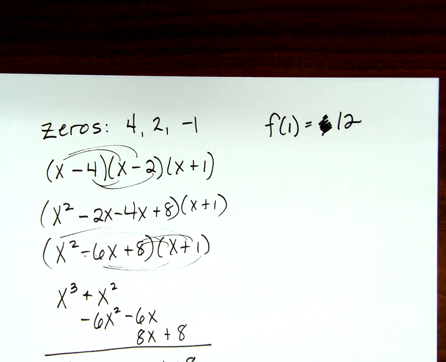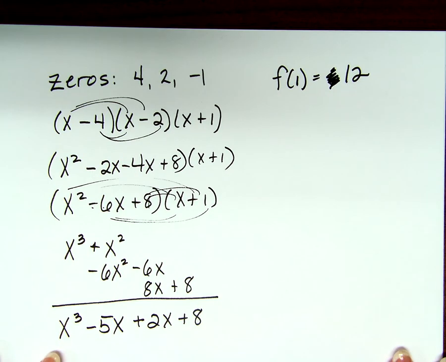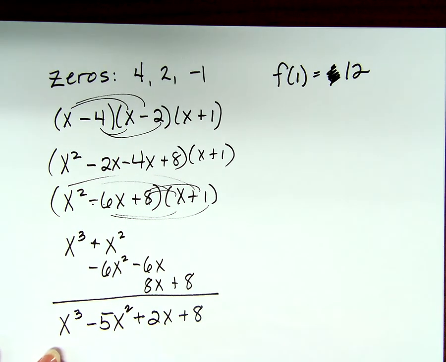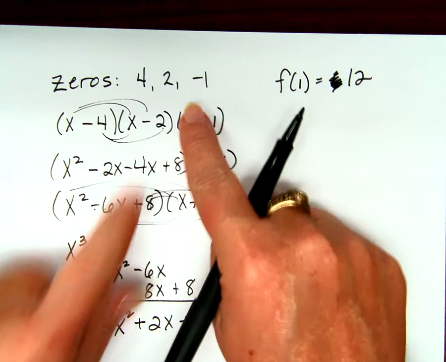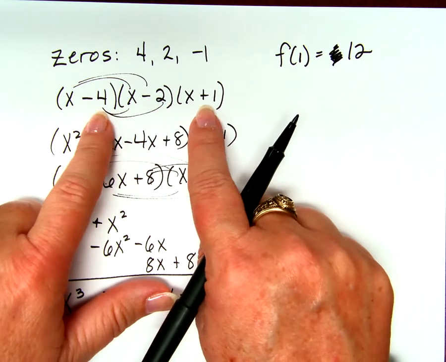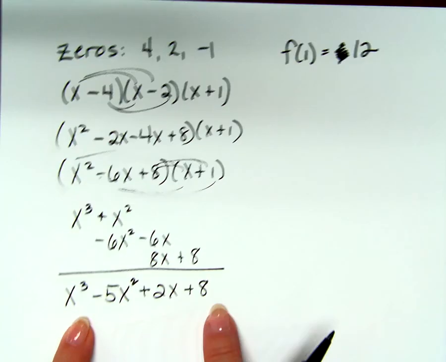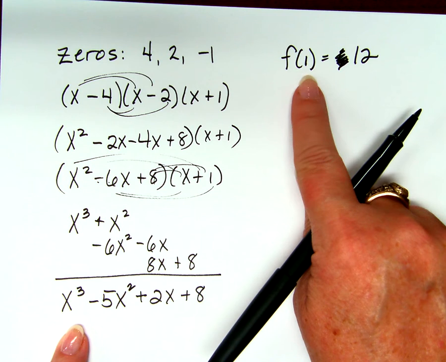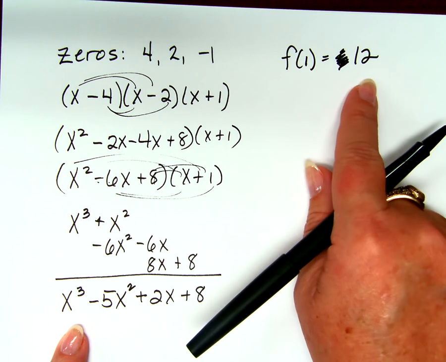12. Sorry. Thank you. So if I give you the zeros, and we figure out the factors and multiply them all out and get this equation, how can I know for sure if I have the right equation? Well, look at this. F of 1 equals 12.